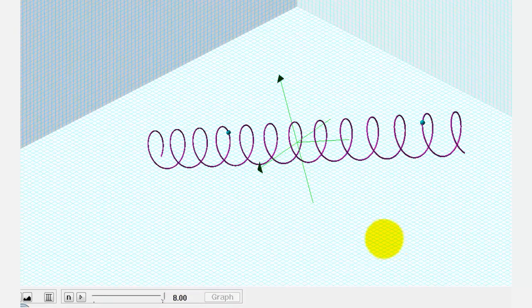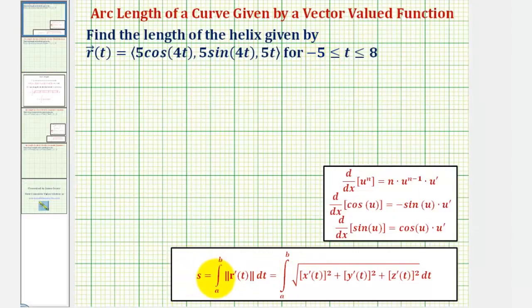Another way to think of this is, if this was a coil or a spring, if we were to cut the spring at this point and this point, and then make it straight, the length would be the arc length. The arc length is equal to the definite integral of the magnitude of r prime of t integrated from a to b, which is equal to the integral of the square root of x prime of t squared plus y prime of t squared plus z prime of t squared integrated from a to b, or in our case, from -5 to 8.